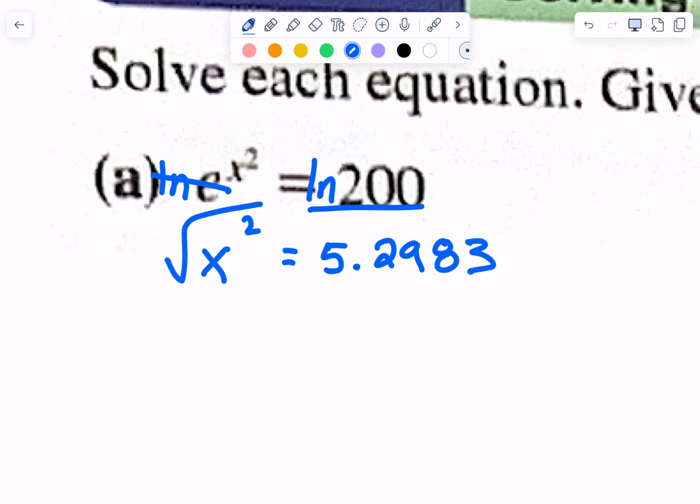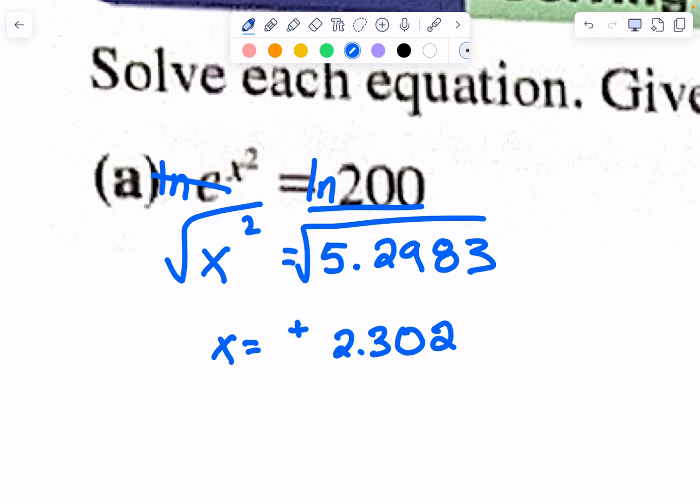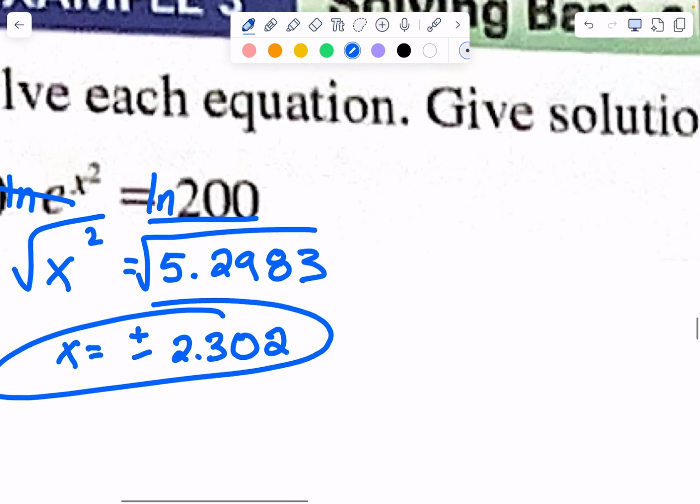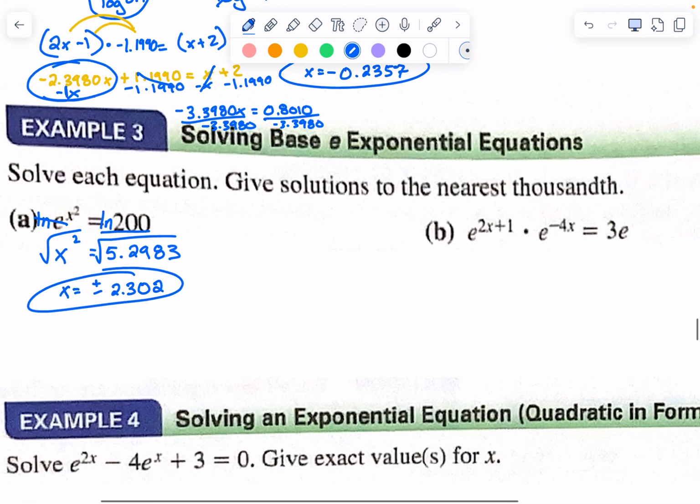Take the square root of that. And x is 2 point something. 2.302. And we need plus and minus, because we put the square root in, right? Why can't they all be easy like that?